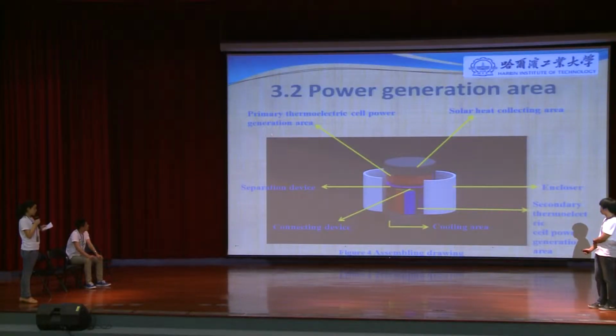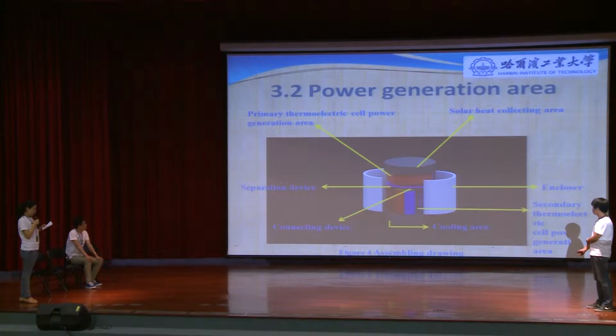Then, when the sun shines through the lens-type area, it will arrive at the power generation area. This area is the core part of our device. This part includes 5 sections, as the picture shows. The heat of the sunlight is collected by the solar heat collecting area, which is made of solar panels with multi-pools. Then the heat will be sent to the primary generator area and the secondary generator area. These 2 sections are both made of semiconductor materials because of their conductivity.